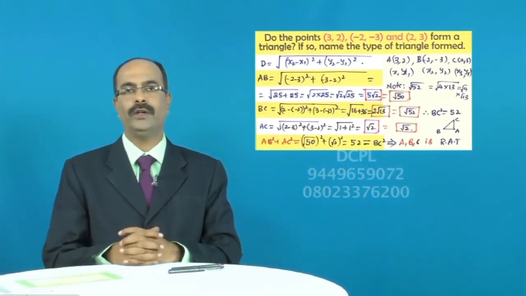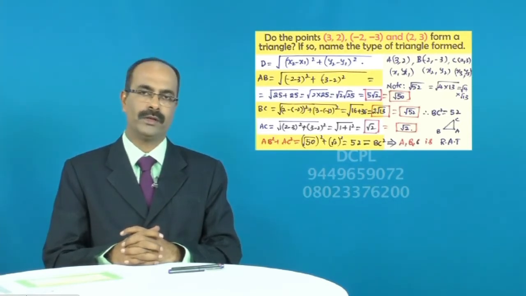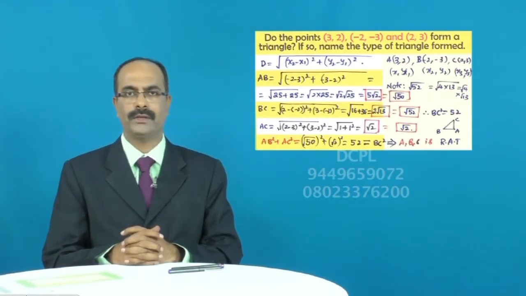See here, that's what we got. Root of 52 is equal to root 50 plus root 2, right? No, root of 52 whole square is equal to root 50 square plus root 2 square. Root 52 is not root 50 plus root 2. Don't get confused. Please make a note of this, dear students.